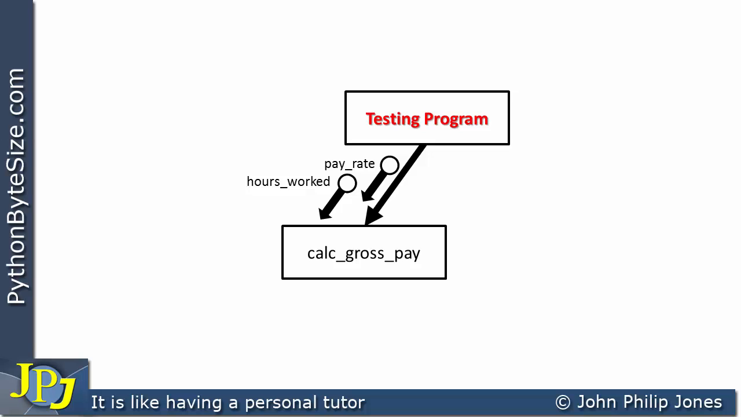And then the calculate gross pay would work out the gross pay from the pay rate and hours worked and would return that. And of course we would need to see if we can make sure that the calculate gross pay is working in the way in which we expect it to work. And that's the purpose of the testing program, which would be used in conjunction with a test plan, which we've covered earlier in the playlist. Now the next video in the playlist is going to show how we implement this particular module, which is going to be a function, in Python.